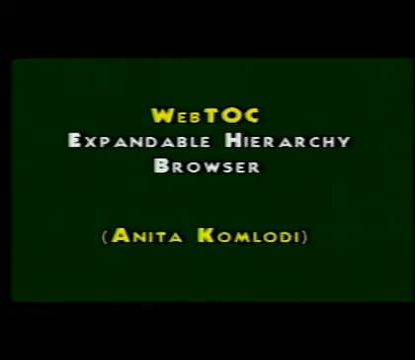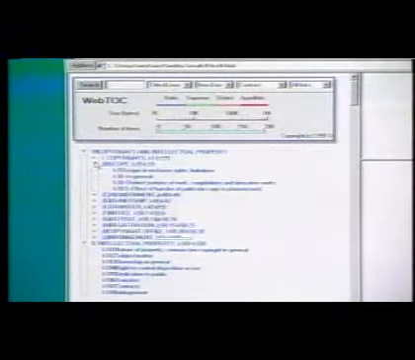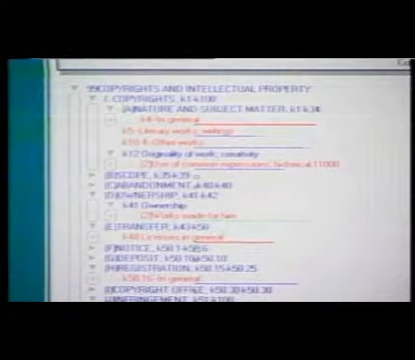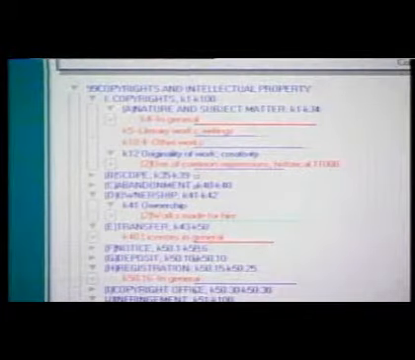WebTOC is an expandable hierarchy browser for the web. It presents a topic hierarchy, the West key number system. After a search, the hierarchy opens up to reveal the topics that have hits. They are shown in red. This allows users to quickly map out the conceptual space of topics covered in the result documents.